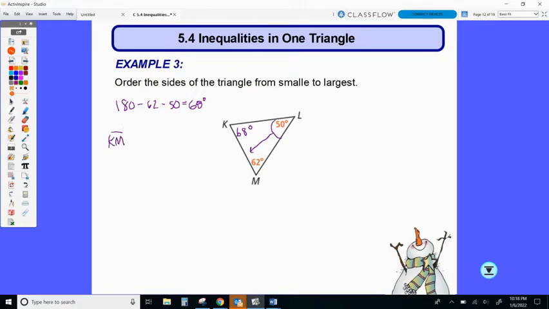And then if I look at my largest one, this one here is going to be LM. So that will be my largest, my longest side. And then my other side is going to be my medium one, which is going to be my KL. And so from KM to KL to LM is the order of my triangle's sides from the smallest to largest. Okay.